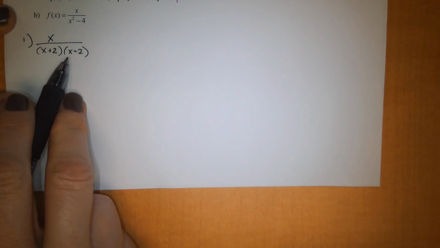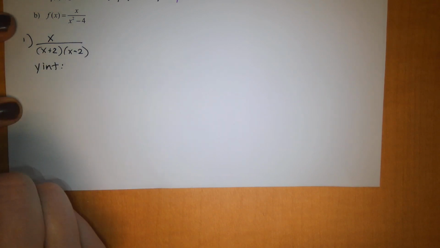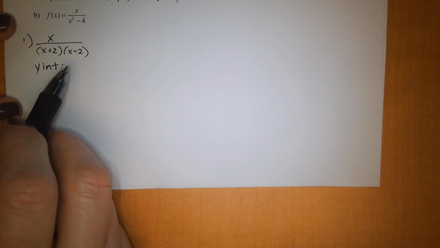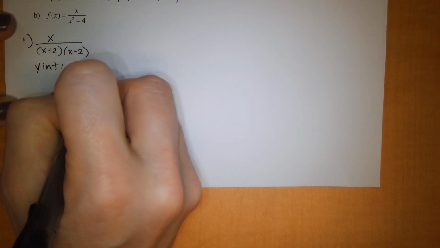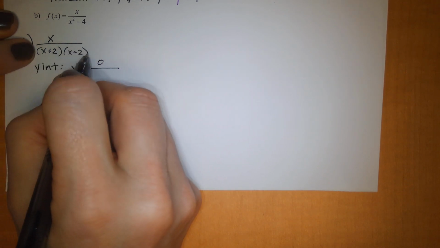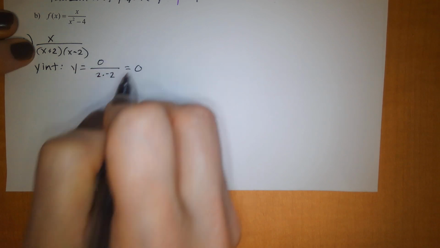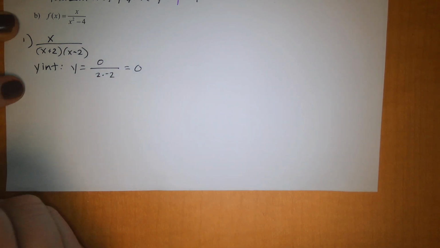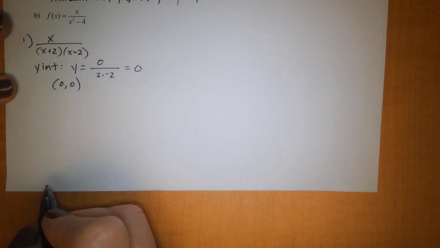So once it is factored, if 0 is part of the domain, find the y-intercept. We find the y-intercept by plugging x equals 0 into the function. So that means y is going to be 0 over (0 plus 2)(0 minus 2). So that's 2 times -2. Well, 0 divided by anything is just 0. So I'll have a y-intercept at (0, 0), which is the origin.